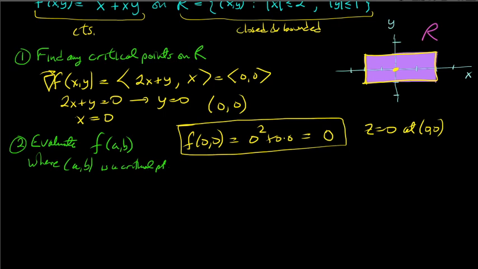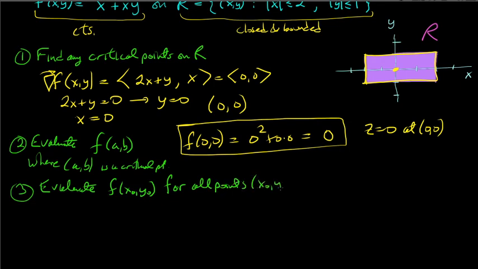Okay, so the next step, and this is going to be the tricky part, is to evaluate the function f at (x0, y0) for all points (x0, y0) on the boundary of R.